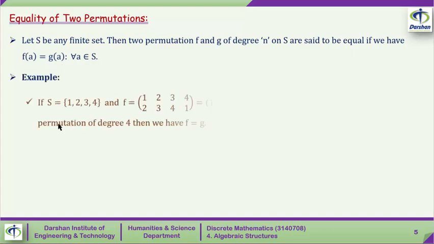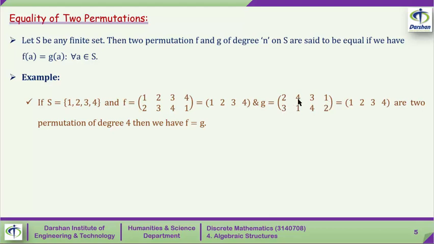For example, if S = {1, 2, 3, 4} and f is defined as 1 goes to 2, 2 goes to 3, 3 goes to 4, then 4 goes to 1. It is also written in cycle form as (1 2 3 4), meaning 1 goes to 2, 2 goes to 3, 3 goes to 4, then 4 goes to 1. And g is defined as 2, 4, 3, 1.